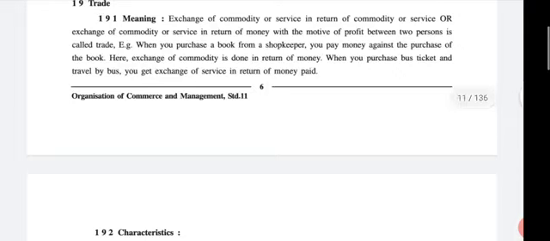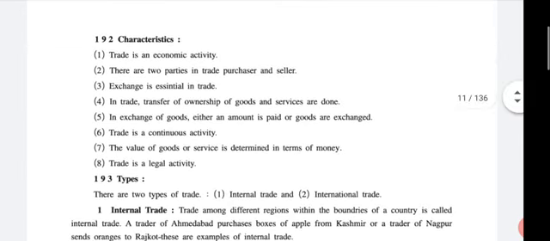So, what is trade? Exchange of commodity or service in return for commodity or service. That is trade. Characteristics: it is an economic activity. There are two parties. Exchange is essential. Transfer of ownership of goods and service. Exchange of goods either for money or goods. Continuous activity. Legal activity. Value of goods and services determined in terms of money. Two types of trade: internal trade and international trade.